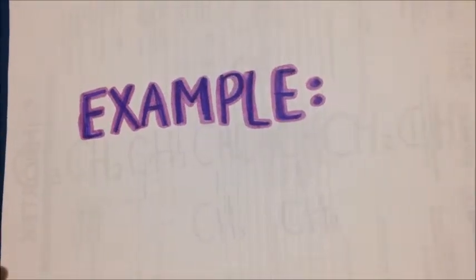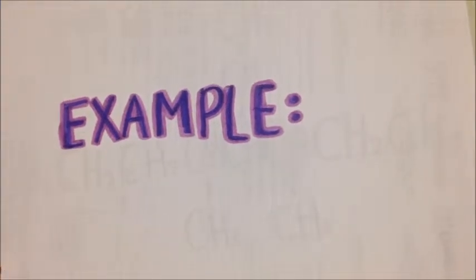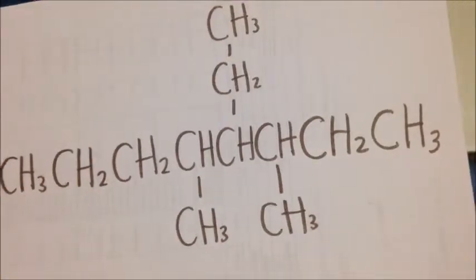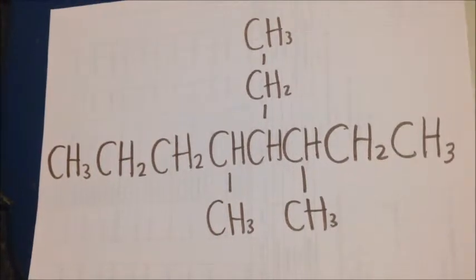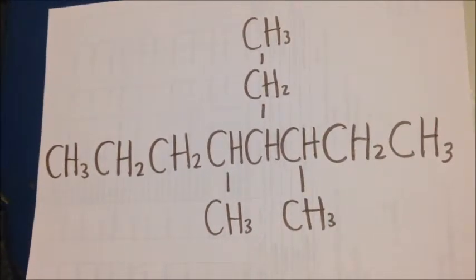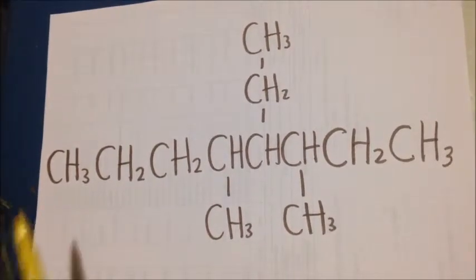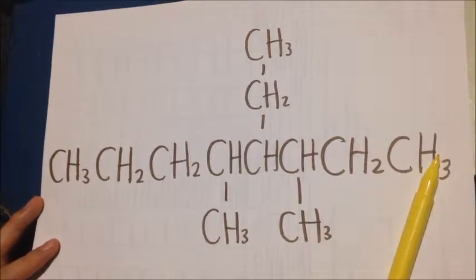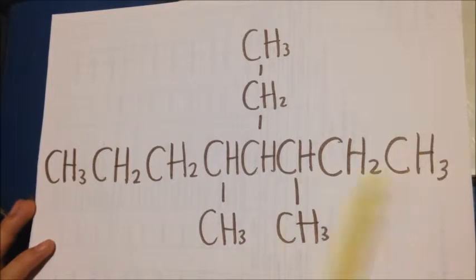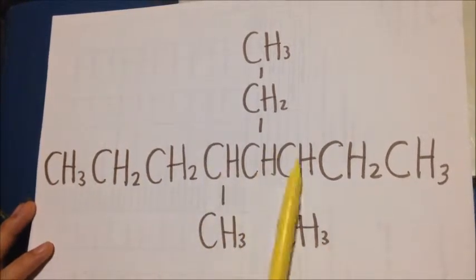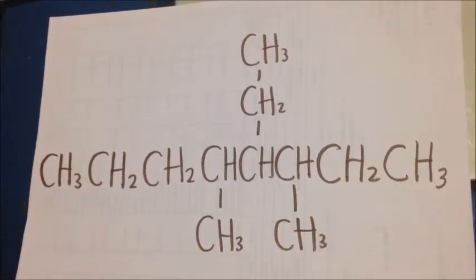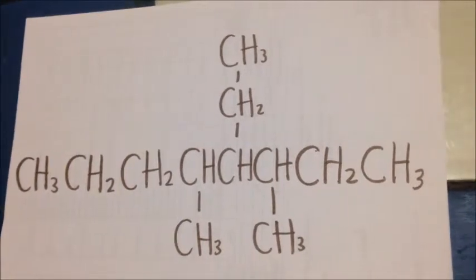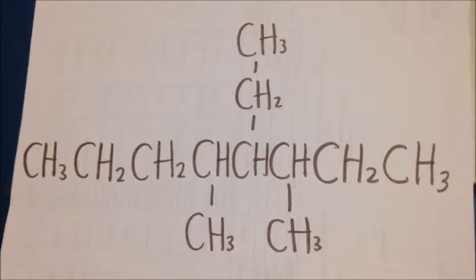I'm going to solve an example about naming alkanes. Here is the example. Step number 1 is to count and find the longest chain. In this case, it's this one that has 8 carbons: 1, 2, 3, 4, 5, 6, 7, 8. Then step number 2 is to number each carbon of the parent chain.